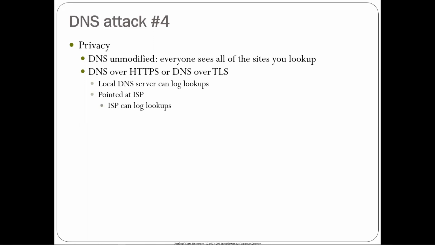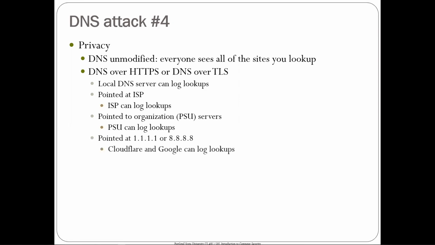So if it's pointed to an ISP, if the local DNS server is hosted in the ISP, it can log your lookup. If it's pointed at an organization, so Portland State resolvers or Portland State local DNS servers, regardless of whether it's DNS over HTTPS or DNS over TLS, if they are hosting the lookup, then they can log your lookups. And then if it's 1.1.1.1 or 8.8.8.8, then either Cloudflare or Google can log your lookups.